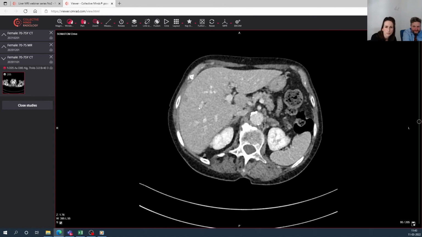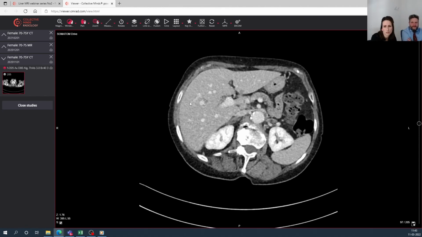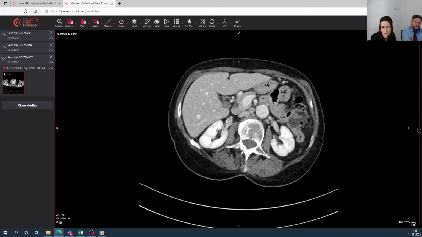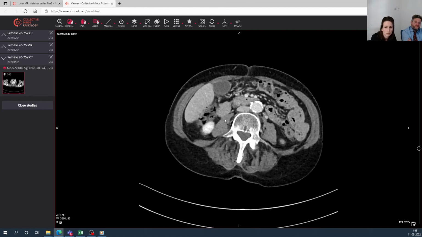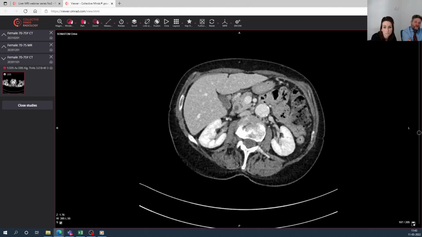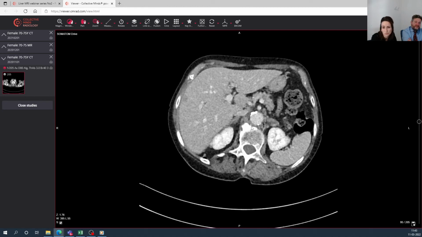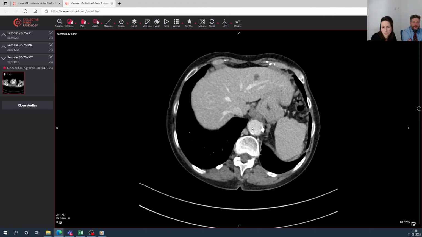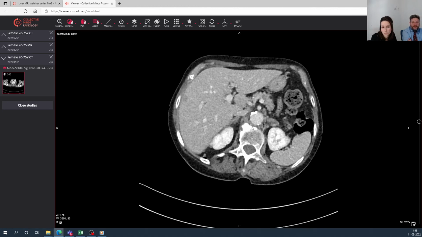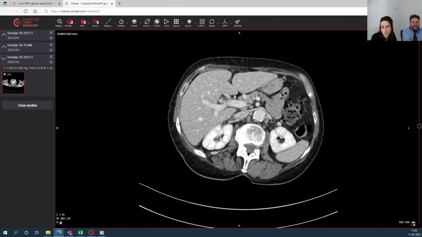I think maybe there was... Yeah, there was another one over here. Yes, segment 8. And then segment 3. Three lesions. Any more? No, I think I saw three actually on CT. So based on this, we could do three radiofrequency ablations.